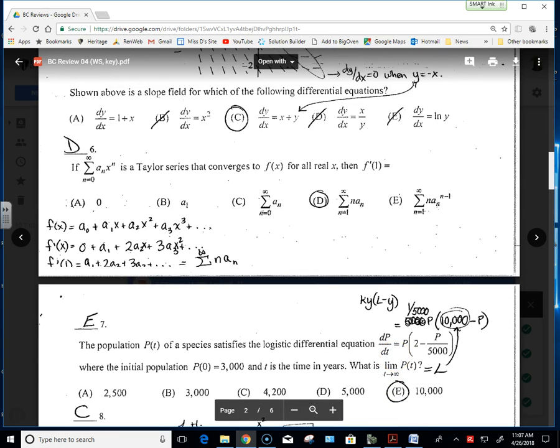If a sub n times x to the n is a Taylor series that converges, then f prime of 1 is equal to... Okay. What I did is, they said Taylor series, so I made a Taylor series. So I plugged in when n is 0, n is 1, n is 2, n is 3, because this will converge to that. So if I could write out the Taylor series, I can say that these are equal.